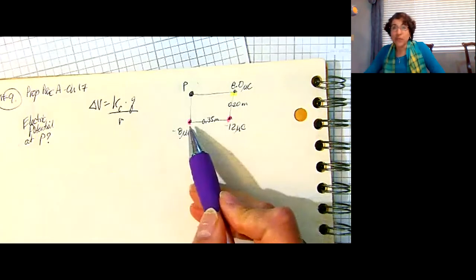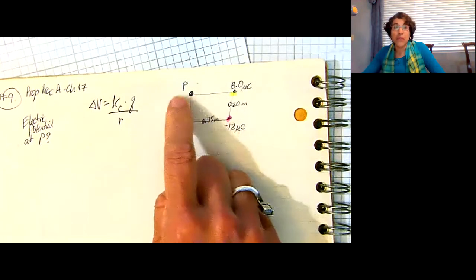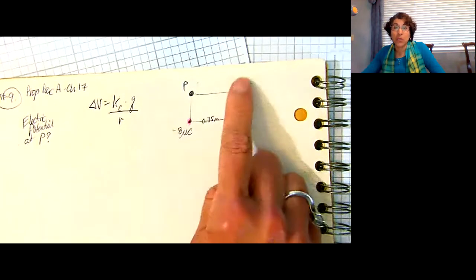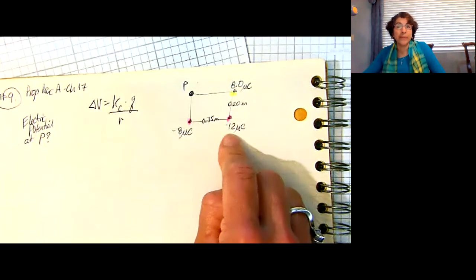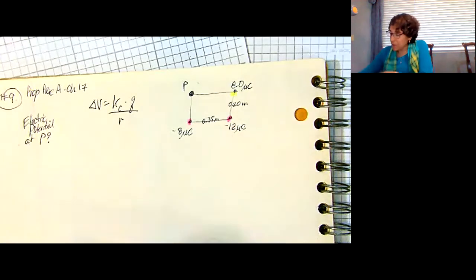If I do it just for this one, ignore these 2 guys, and I just need the distance to that one, I can figure out what it would be due to this charge. I can do it for this one and also for this one. Then we can add them up and see what we have. So I'm going to go and fill it out.